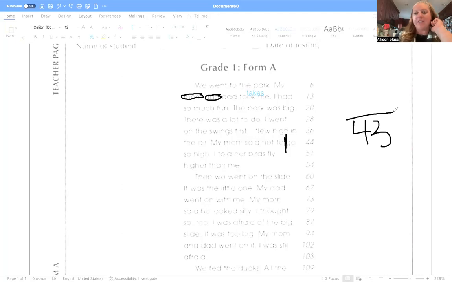And then how many words did they get correct? That means even with a self-correction. This child missed 1, 2, 3 words. That means that they got 40 words correct out of 43. That's what that means.